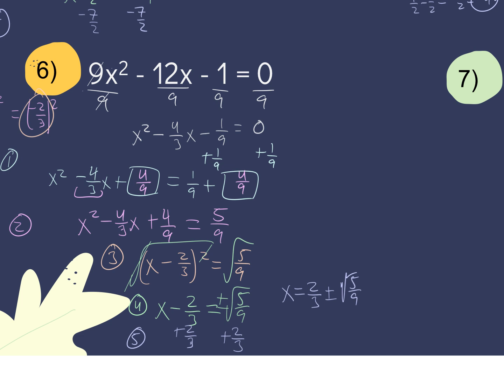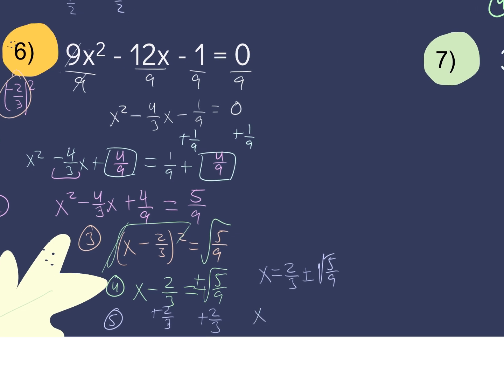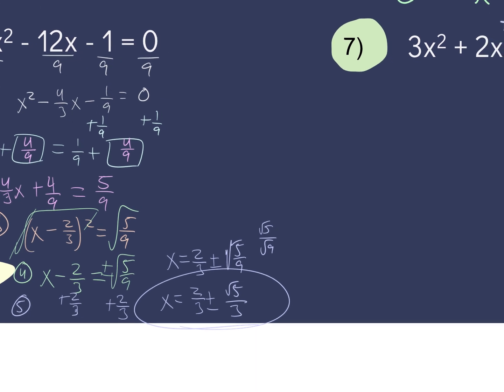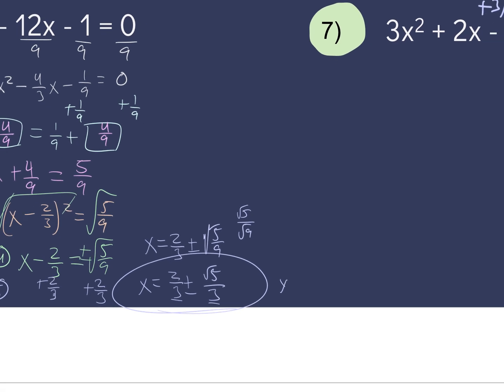All right, and then you want to simplify the radical. You can't just leave it like that. So we get x equals 2/3 plus or minus the square root of 5 over 9, which is the same as the square root of 5 over the square root of 9. And then we get square root of 5 over 3, because the square root of 9 is just 3. So this becomes our answer here. And then just like the other problem, we can make this into one single fraction. Since our denominators are the same, we can equivalently write x equals 2 plus or minus the square root of 5, all over 3. That's equally correct.